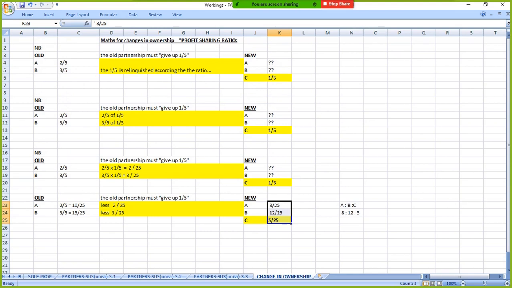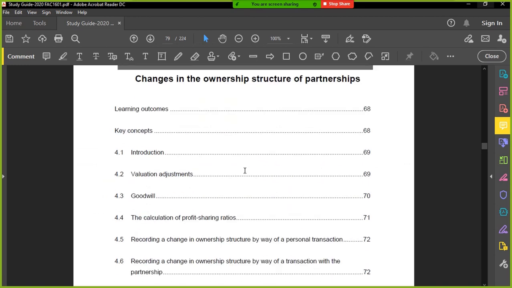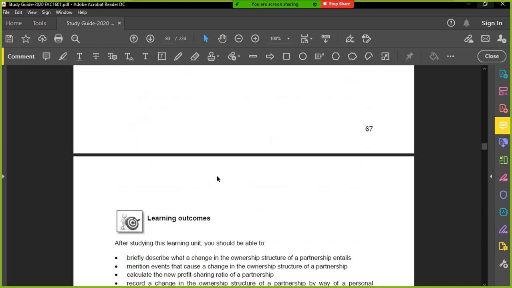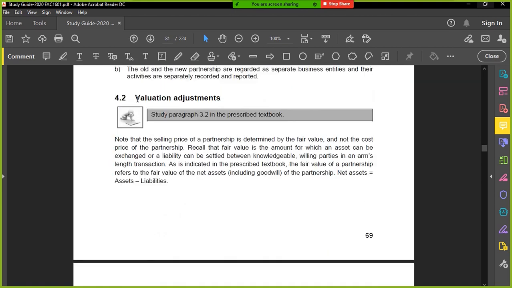Let me go back to the textbook. Here it is. We'll go through the rest next week. I just want to look at one. The first thing we covered today was the valuation. They've given you notes from the prescribed textbook, so the study guide is helping you to go through the content. The notes that I've given you in PowerPoint are just to supplement everything that you've got.